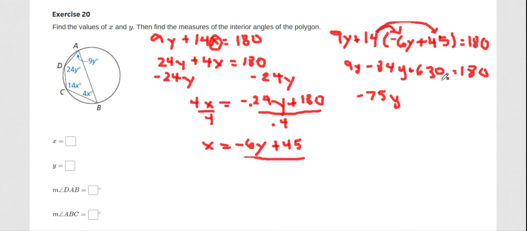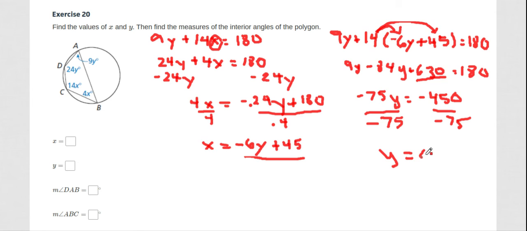We can subtract 630 from each side. If you subtract 630 from the left side, this will just go away. Subtract 630 from the right side. 180 minus 630 is negative 450. And then divide each side by negative 75 in order to solve it for y. So you end up with y is equal to 6. So that's one of the things that we want to define here. y is equal to 6.